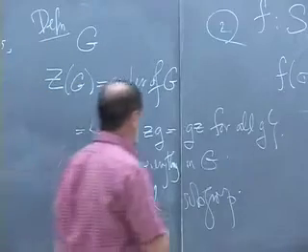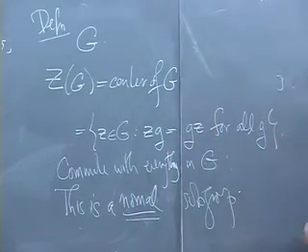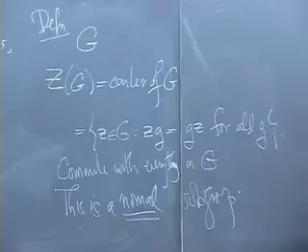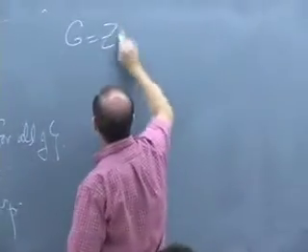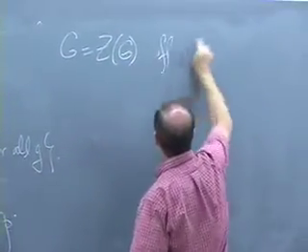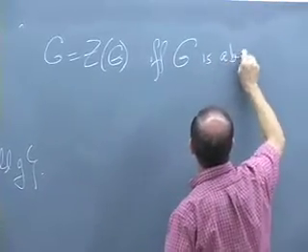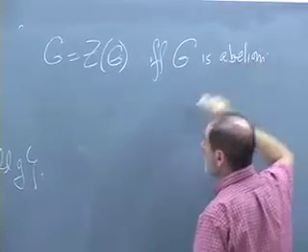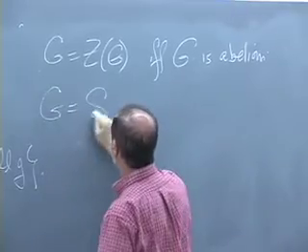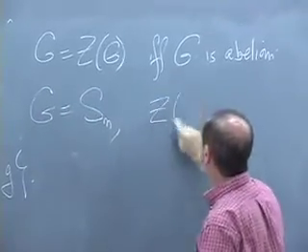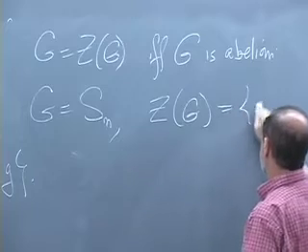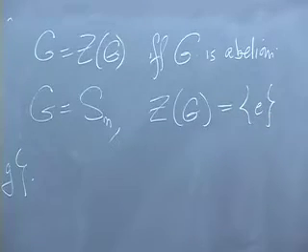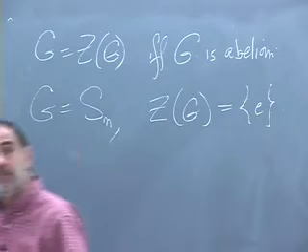For example, if G is abelian, what's the center? If G is abelian, the center is everything. Abelian means the group elements always commute. So G is equal to Z of G if and only if G is abelian. If G is equal to the symmetric group on n letters, we're going to see that Z of G is the identity element. There is no element that commutes with all permutations except for the identity.